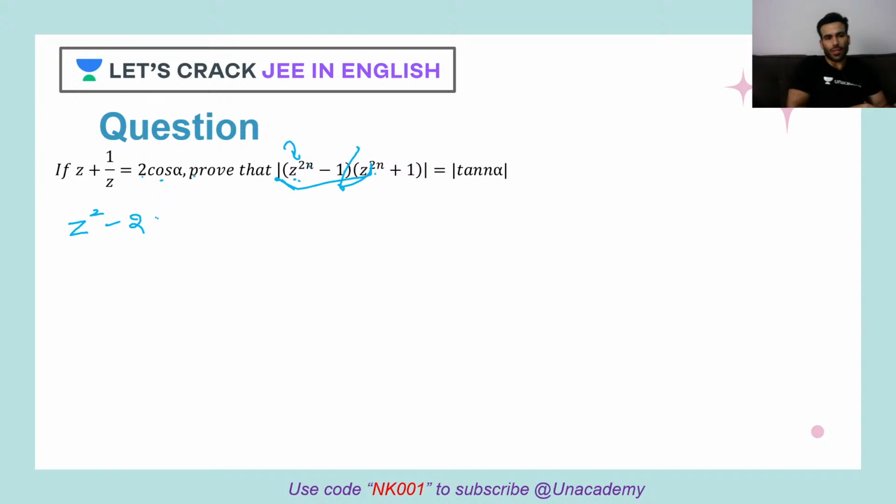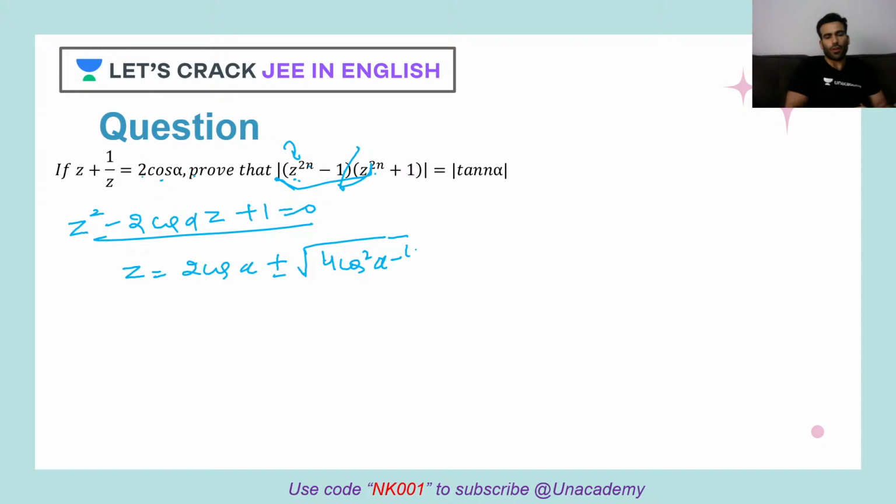Z squared minus twice cos alpha z plus 1 is equal to 0. Clear? Now when you calculate, what will z be? z will be twice cos alpha plus minus root of 4 cos squared alpha minus 4. Oh, so you can take minus common, so you'll have iota here. So finally what will you have? And you can take 4 also common, so you'll have 2 common, 2 outside.